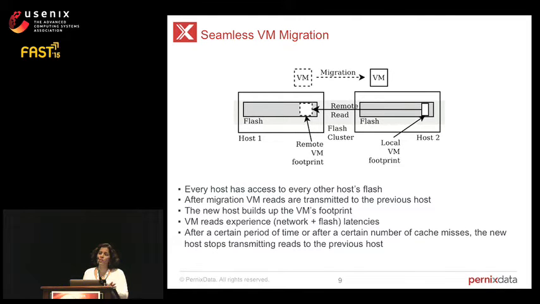The previous host services the read from its own host-side flash and transmits the data back to host 2. Host 2 caches that read on its own host-side flash and services the read to the VM. So basically, host 2 eventually rebuilds the VM's footprint on its own local flash. Eventually, either after a certain amount of time or when the cache misses go down, the second host stops issuing remote reads to the previous host. Seamless VM migration is thus instrumented.